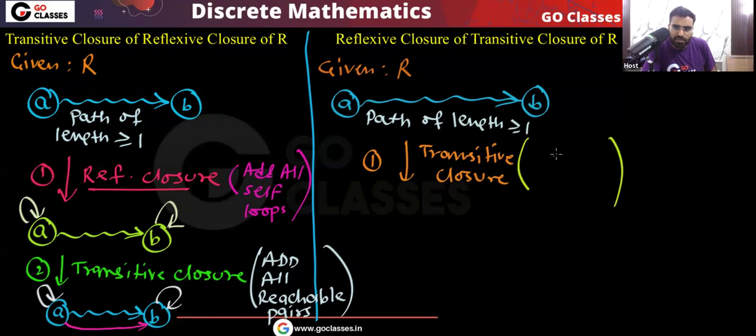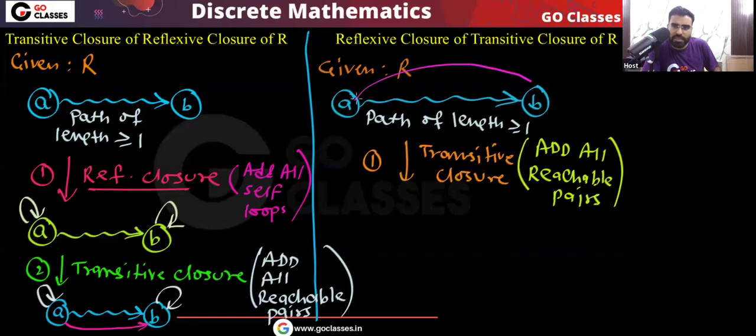To find the transitive closure from the graph representation, what we will do? We will add all reachable pairs. Yes or no? So you can see if there is a path of length at least one from A to B, which means from A, this B is reachable, then in the transitive closure, what we will do? We will add this edge from A to B. So this A will be there, this B will be there, everything else will be as it is.